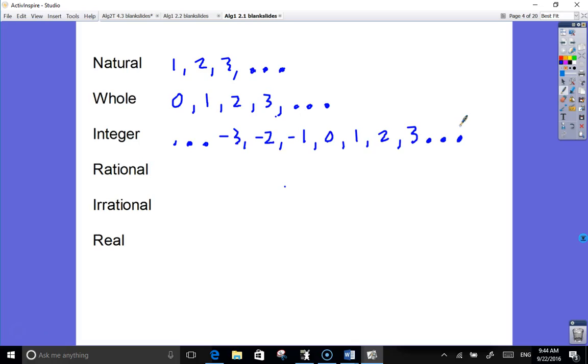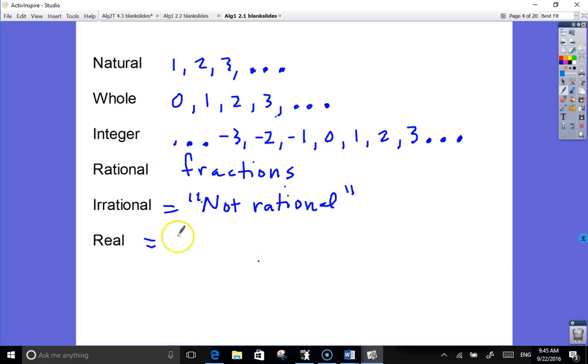Okay. What are rational numbers? Fractions, right? Basically, any number that can be written as a fraction is a rational number. So I'm just going to say fractions. We're going to say more about that in a bit. Okay? So the irrational means not rational. The IR is like a not prefix. And then if you put together the rational plus the irrational, you get what's called the real numbers.